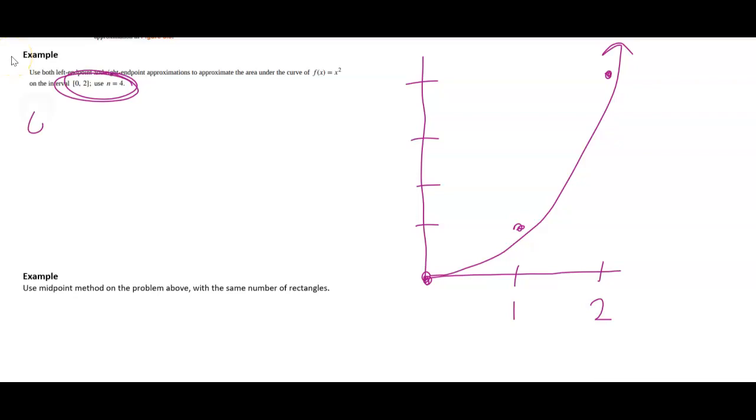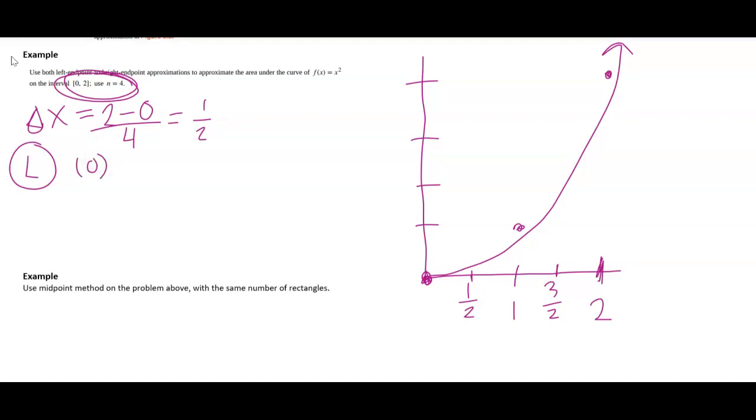So that our delta x is to do the difference in my total interval, and then divide that by 4, because I need to divide that number line up into 4 equal pieces. So my delta x is going to be a half, which makes sense. And then if I'm going to use left endpoint method, then I'm going to look at my first subinterval from 0 to 1/2. Well, I'm going to use 0 as my f of x value.